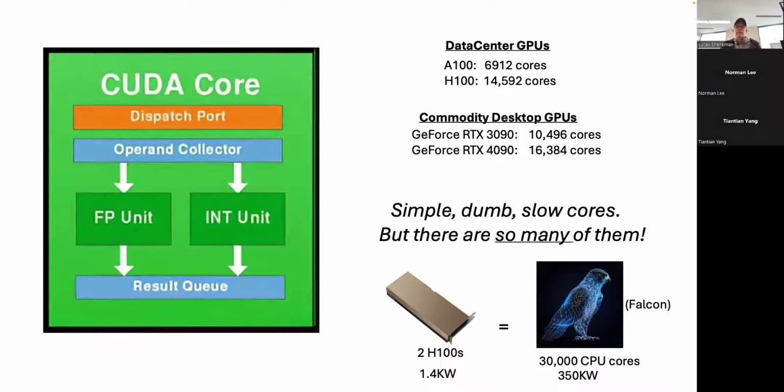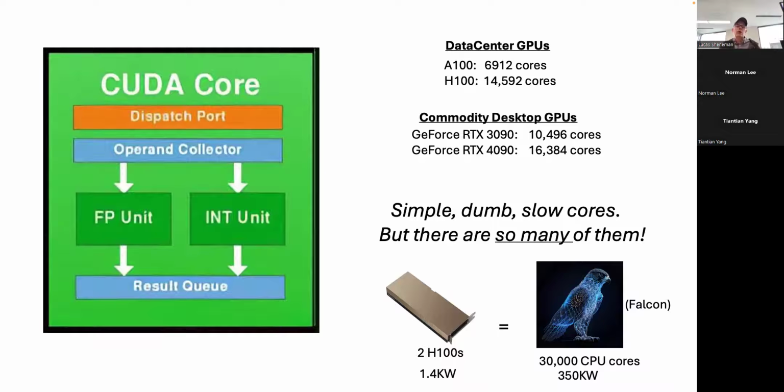And so for certain workflows, it is way more power efficient to use a GPU than to use a CPU. 2 H100s consume 1.4 kilowatts at peak use, and Falcon will use 350 kilowatts, right? So orders of magnitude more power consumption if you don't use a GPU for certain workflows.